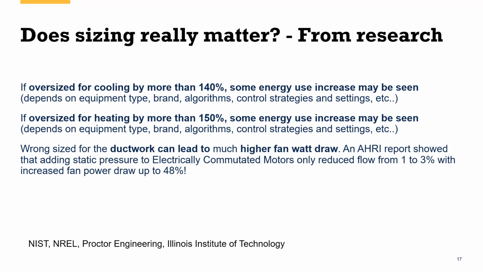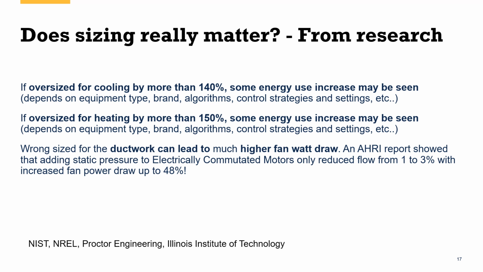For heating, very similar, a little bit more flexibility. If you oversize by more than 150%, you're likely to see some energy increase. And this is, again, probably somewhere in the 1 to 7% range. So there can be some small energy penalties here. It might only add up to 2 or 3%, or it might add up to 15 or 16%. So it's measurable. It's enough to notice, but it's probably not the be-all, end-all in terms of energy penalty. That's on the compressor side.